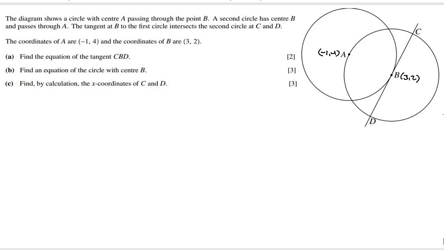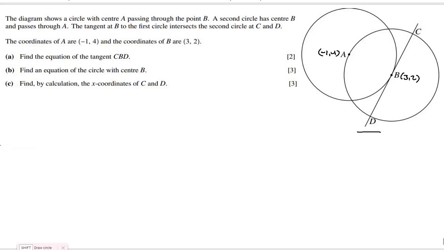Now the first thing they want to do is find the equation of this line, CDB. So basically they're talking about this. Do you see where it says CDB? They want me to find the equation of this line. Now keep in mind, in order to find the equation of any line, you need to have a slope and a point. Now, I have a point. Point B is clearly (3, 2), and it's on this line. And so all I need to find is its slope.